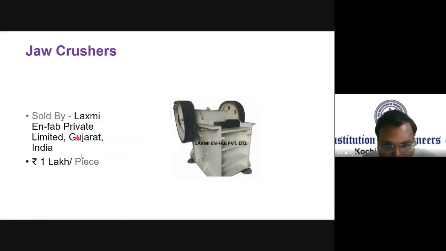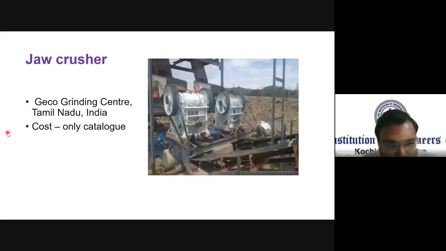And you have the jaw crusher again, which is 1 lakh rupees per piece. It's manufactured by Lakshmi Infab Private Limited, Gujarat. And again, depending upon the size and the requirement, you can purchase your machines. You see, this is the jaw crusher manufactured by DPK Grinding Center in Tamil Nadu. The cost is not given, but I have some of the catalog. I can also send it to you.